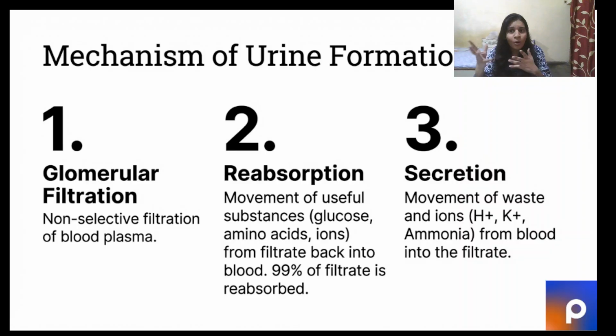It cannot lose all the useful substances this glomerulus has filtered. So, all these useful substances like glucose, amino acids, all the important ions like sodium, potassium, they all move from this filtrate generated by glomerulus back into the blood. You know what, guys? 99% of the filtrate generated by glomerulus is reabsorbed back. And where does this process of reabsorption happen? In the tubular structure of the kidney. Maximum reabsorption takes place in the proximal convoluted tubule.